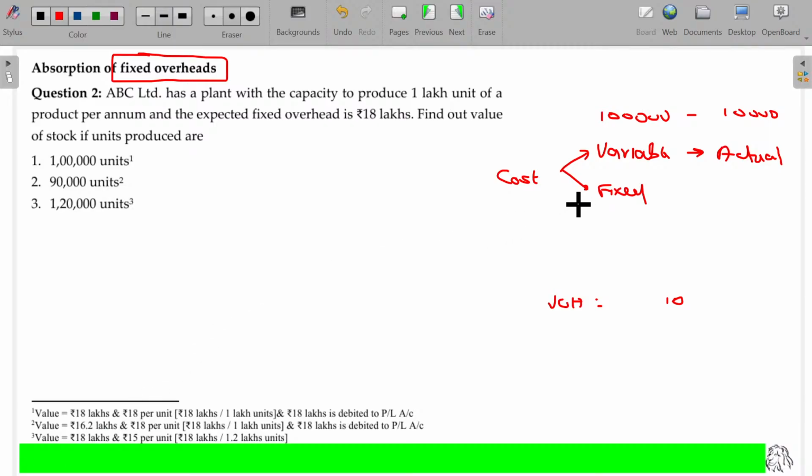In case of fixed, you have to consider whichever is lower of actual production capacity or your budgeted capacity. Clear?